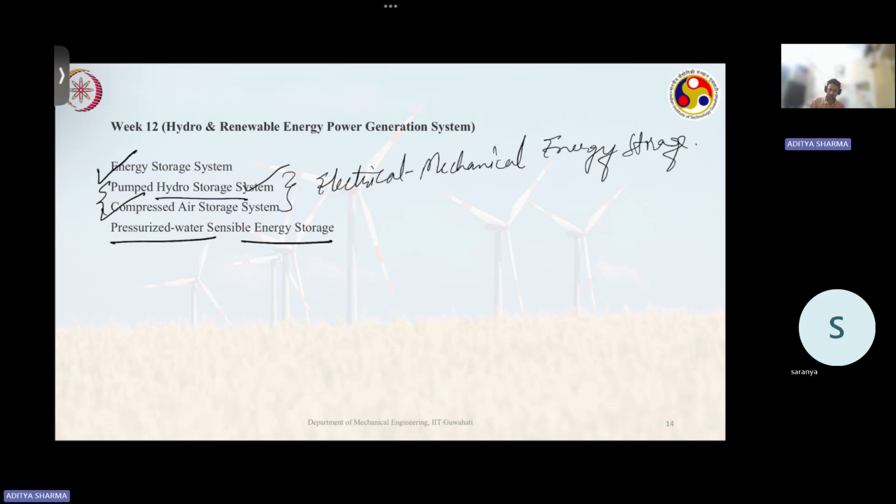And there are other energy storage systems also, miscellaneous energy storage systems, right? Like magnetic energy storage, chemical reaction storage. So all this has been discussed in this week's content.